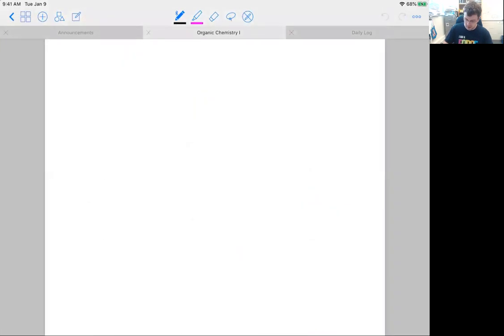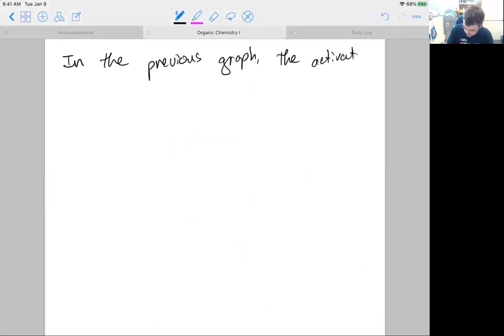Okay, so in the previous plot, the activation energy is higher.